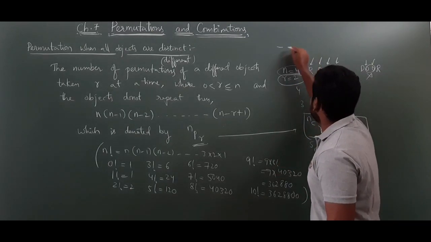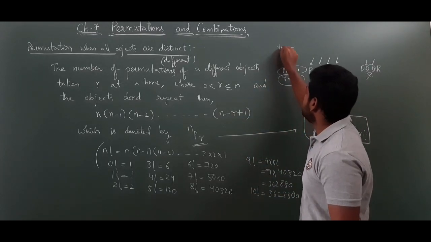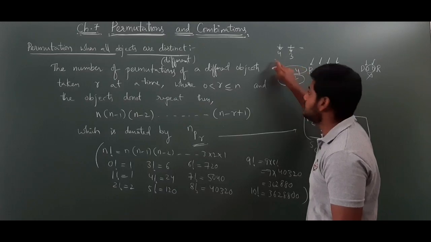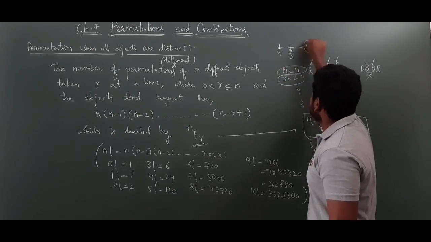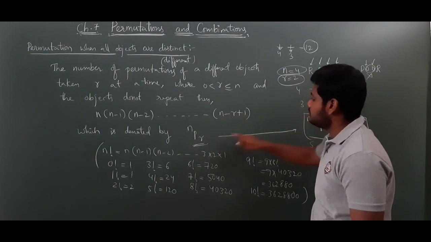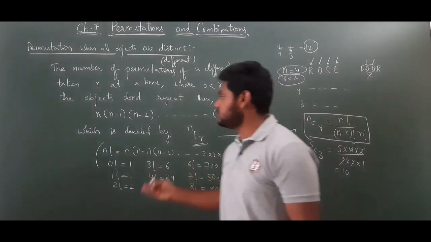See, actually if you want to find a 2 letter code when repetition is not allowed, how will we find it? So the first one will have 4 chances, the next one will have 3 chances. 4 into 3, right? We can find the number of different permutations. But how can we find it by using the formula in terms of factorials? So we will discuss. So pause the video to note it down.